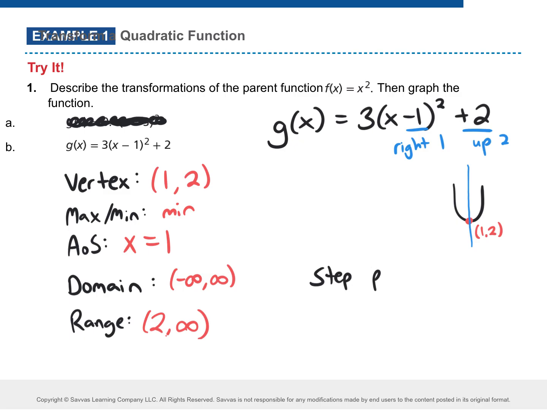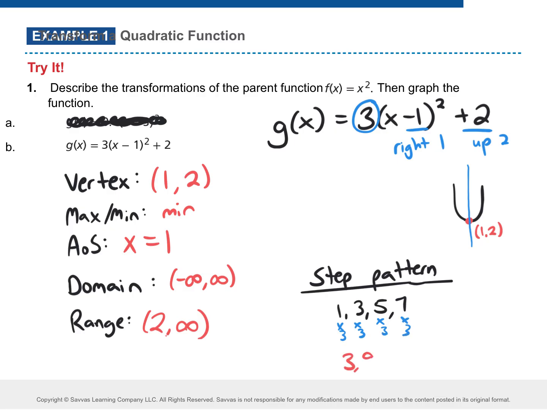If we would graph it, our original step pattern is 1, 3, 5, 7. Why did you say we have to multiply by 3? Whatever that a value is, right? So I'm going to multiply all of these by 3. So we get 3, 9, 15, 21. And then you would be able to graph that like normal. Okay, and remember the step pattern is how much you're going up.